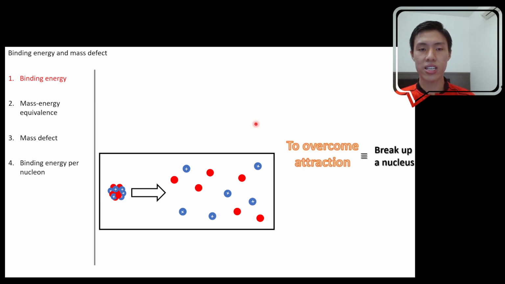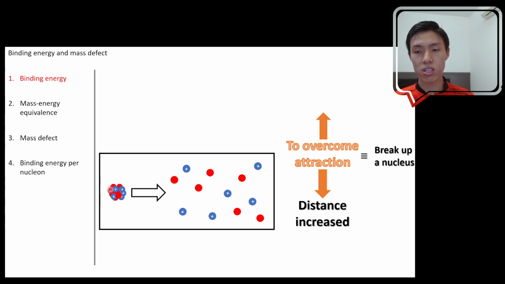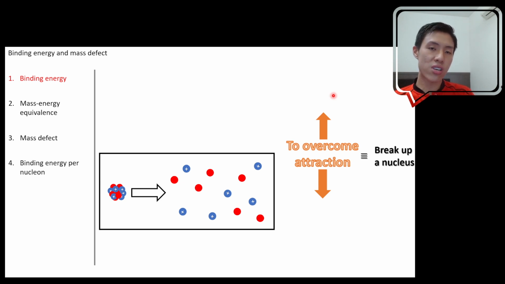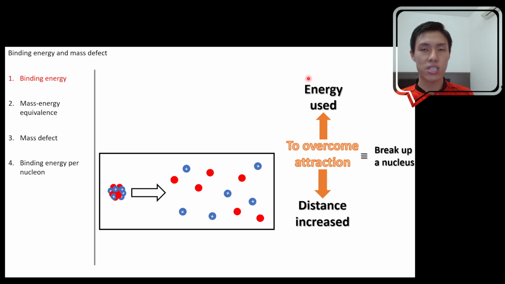Breaking up a nucleus, you can think of it as overcoming the attraction. You are trying to overcome the strong force to break them apart so that they can move away from each other. So everything is the opposite of the case we have discussed just now. Previously the distance was decreased, but now the distance between the constituents is increased. Initially the protons and neutrons are close together, but now they are far apart. Just now when we formed a nucleus, energy was released. Now, if you want to pull things apart, you have to apply some form of energy. So energy will be used instead of energy being released.